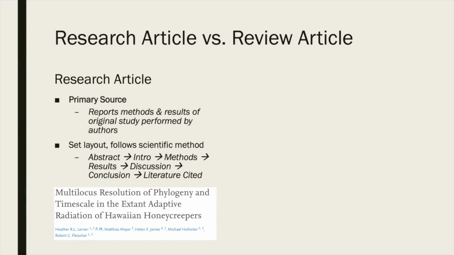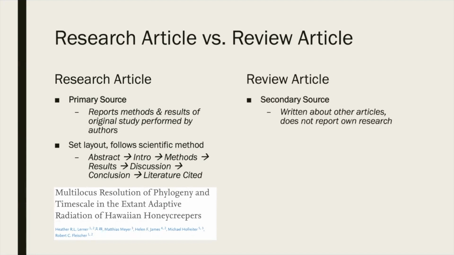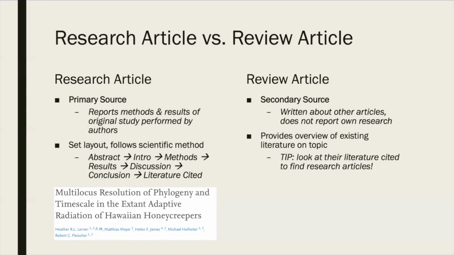So on the other hand, a review article is a secondary source. So it's written about other articles. The authors that write the secondary review articles are not reporting about their own research. They provide an overview of the existing literature on the topic.